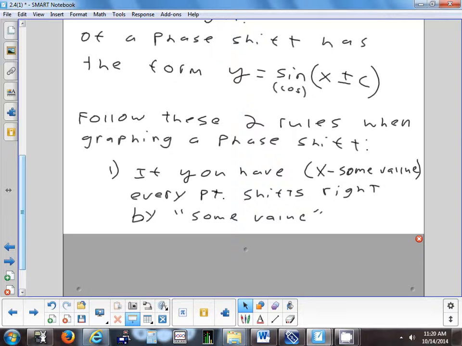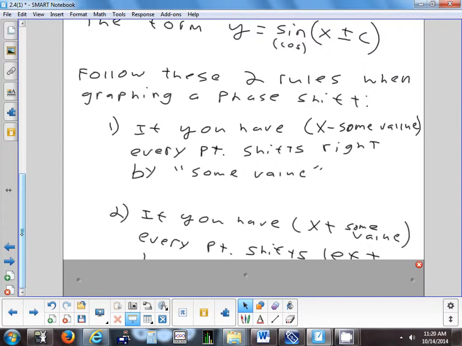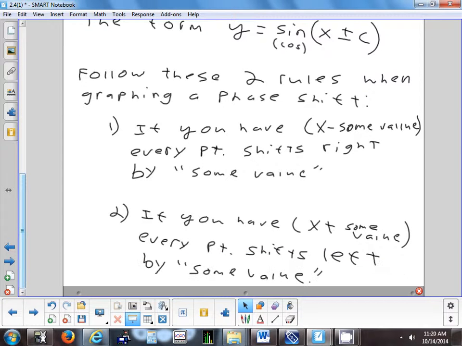Here are the 2 rules. So if you have x minus a value, that's going to shift your graph to the right. By how much? Well, it depends on the value. If you have x plus a value, it's going to shift every point to the left. Somehow on your reference sheet or somewhere, you've got to try to keep track of which transformations move which directions.